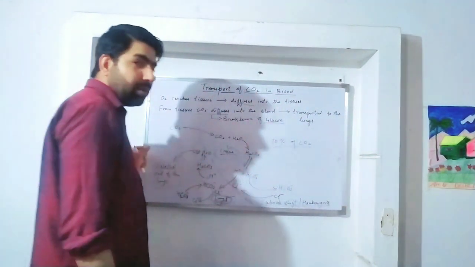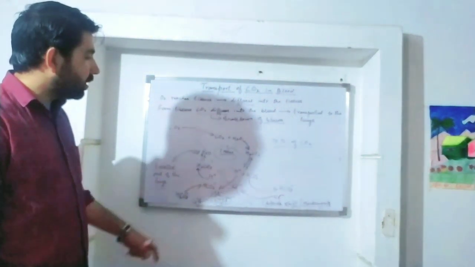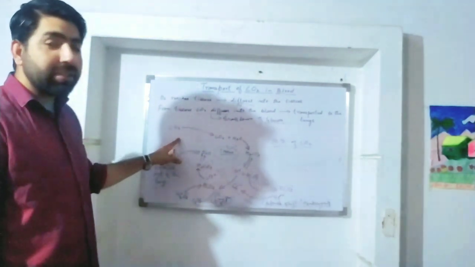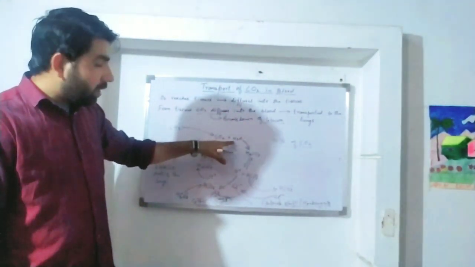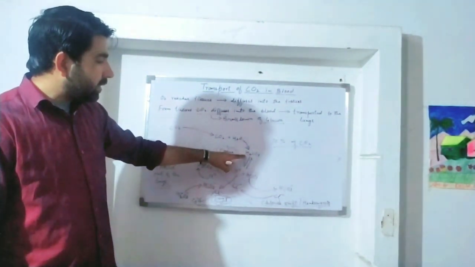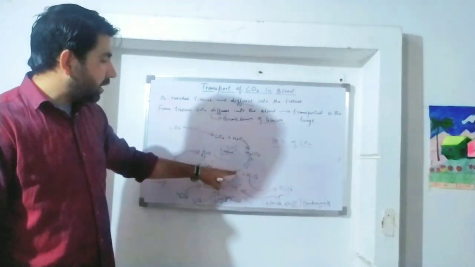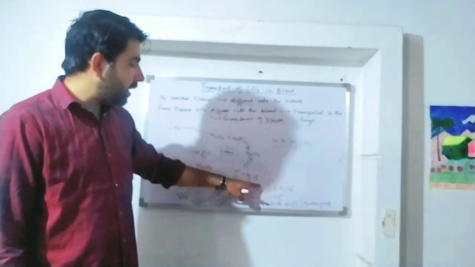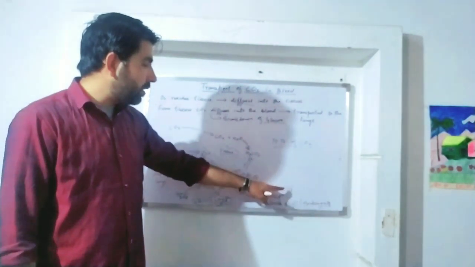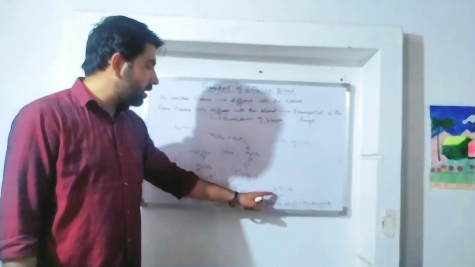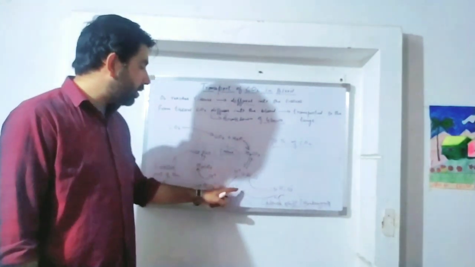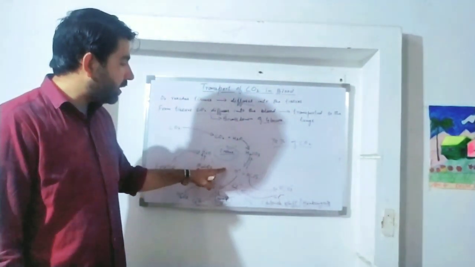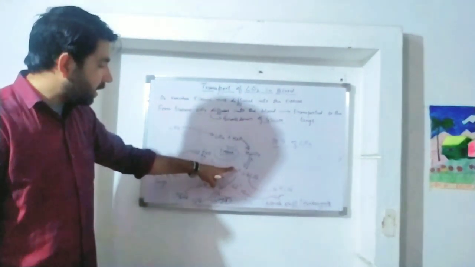Now 70% of carbon dioxide is transported in the form of the bicarbonate ion, where carbon dioxide first reacts with water to form carbonic acid, and carbonic acid is split down into H positive and HCO3 negative, that is bicarbonate. Later bicarbonate leaves the RBCs and enters into the blood plasma, and in place of bicarbonate, chloride ions enter into the RBCs to accommodate the increase in the positive charges.